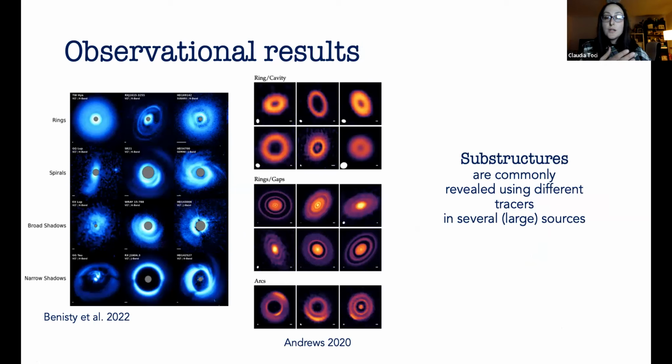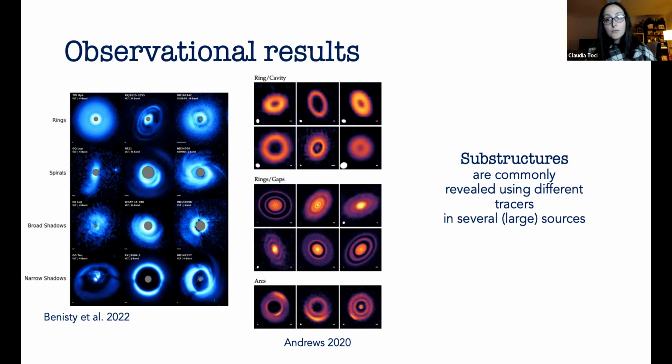And if we observe protoplanetary disks, or at least the bright ones, with those different tracers, we actually find that substructures, so gas and dust gaps, asymmetries, cavities, shadows, spirals are commonly revealed. And we see them using all those different tracers in more or less all the large sources.